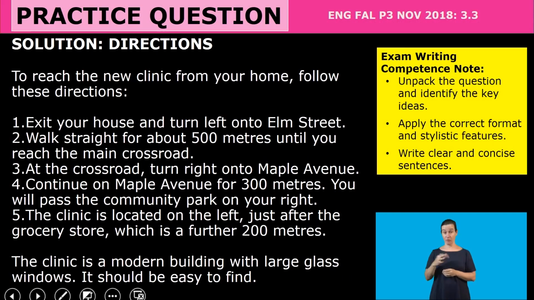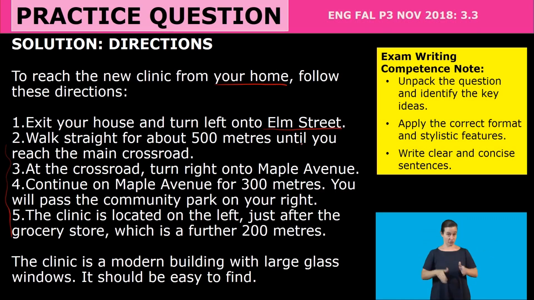To reach the new clinic from your home, follow these directions. As you can see, here the directions are numbered. Exit your house and turn left onto Elm Street. When you include a turn, also include a street name. Walk straight for about 500 meters until you reach the main crossroad. At the crossroad, turn right onto Maple Avenue.